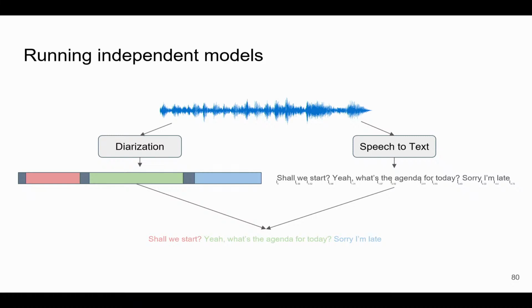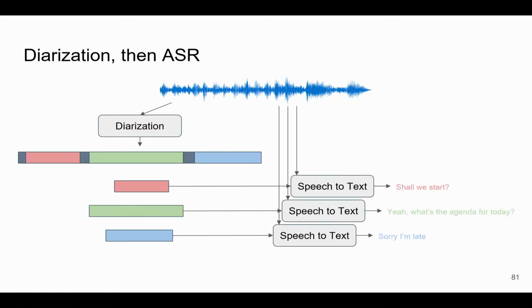Then you need to align those and say, well, from here to here, that matches this segment, and you put that together, and then you can have nicely colored words. That's not the only option. Another option is you do diarization first, you get your segments, and now on each of these separate segments that you get, you run transcription.